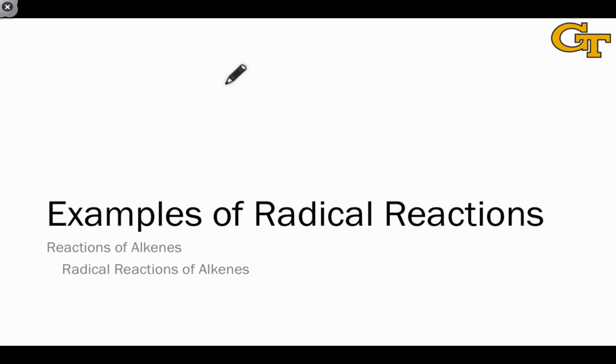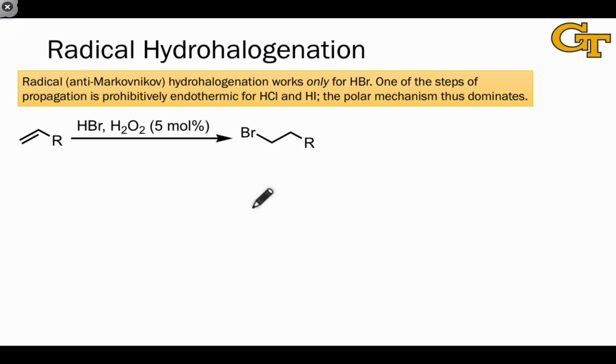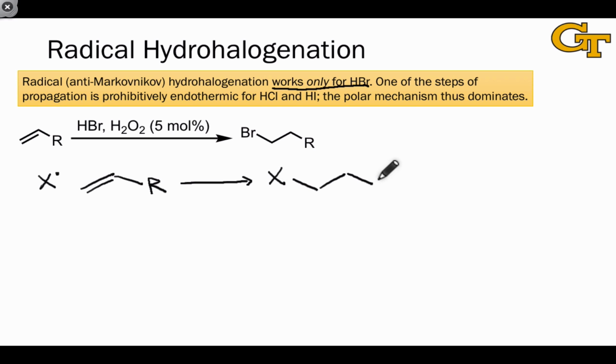In this video, we're going to look at additional examples of reactions that feature radical intermediates. One that we're very familiar with already is anti-Markovnikov or radical hydrohalogenation. Notably, this reaction only works for HBr. This is because one or the other of the steps of propagation is disfavored when HCl or HI are used. So quickly here, let's just draw out the two steps of propagation.